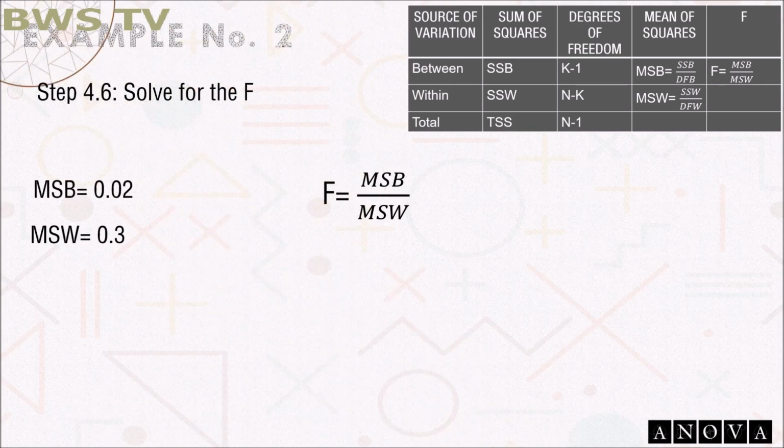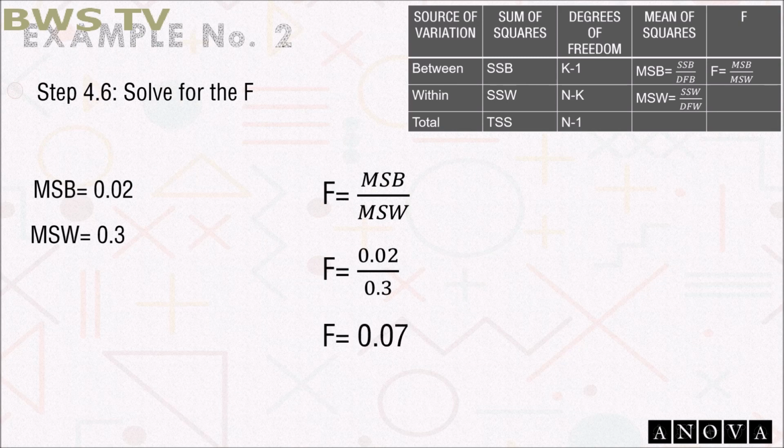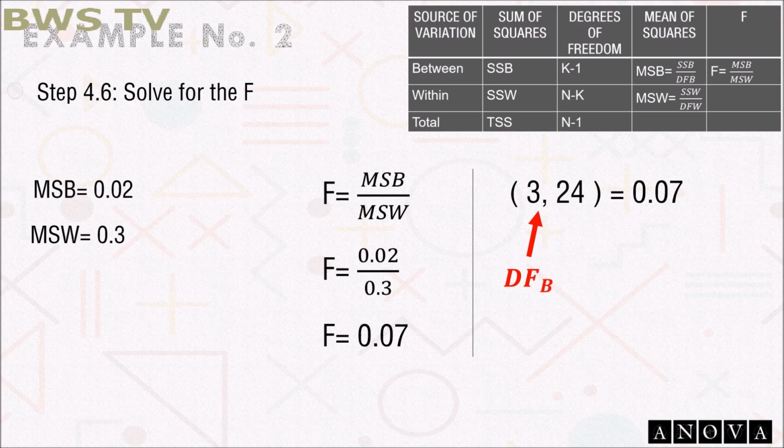So next we have to solve for F, which is MSB over MSW. So we have 0.02 over 0.3, which is equal to 0.07, and should be written in the table as 3, 24 is equal to 0.07, where 3 is your DFB and 24 is your DFW, while your computed value will be 0.07.